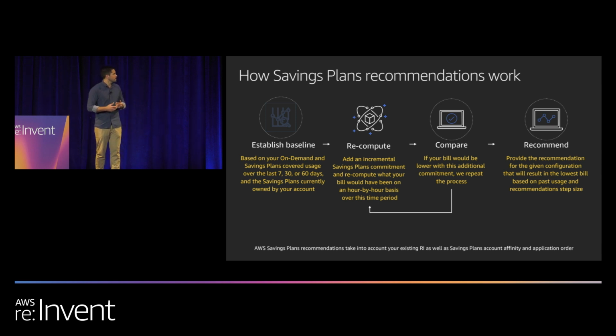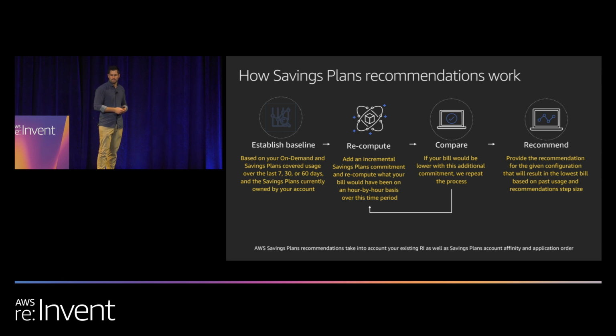As we compute these recommendations, we assume sharing across the entire consolidated billing family. We take that baseline and add a little bit of incremental savings plan commitment, and then we recompute what the bill would have been. If that goes down, we continue the process. We loop through a variety of different commitment scenarios until we reach the point that we believe is the lowest possible bill for you during this time period, and we provide that as a recommendation. So we compute your bill a number of different times at various scenarios and provide the recommendation that we believe will save you the most.